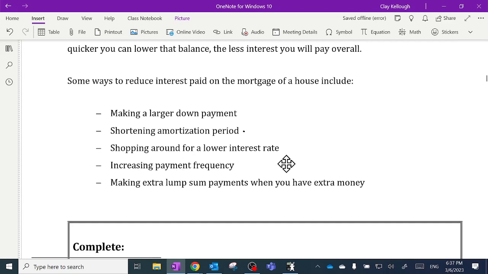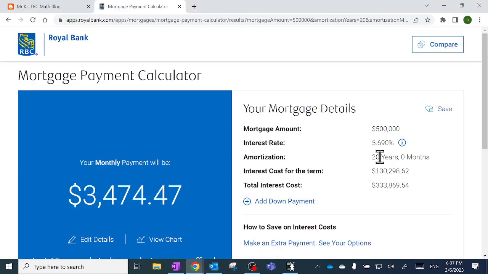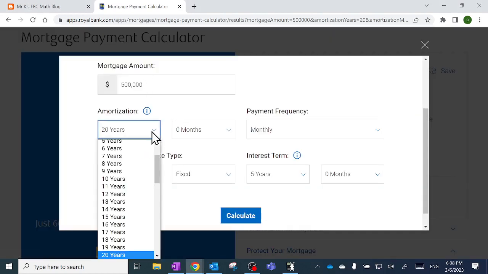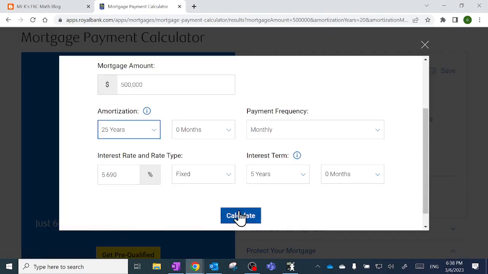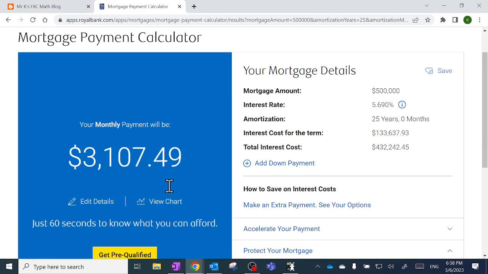Increasing payment frequency, however. This one's interesting. Okay, here's how this one kind of works. Let's go back to the original that we were talking about a while ago, that original $500,000 for 25 years. There we go. Calculate. Okay, now let's remember that this is a monthly payment and there are 12 months in a year. Now, most months have 4 weeks in them, right? But not all months have 4 weeks in them.